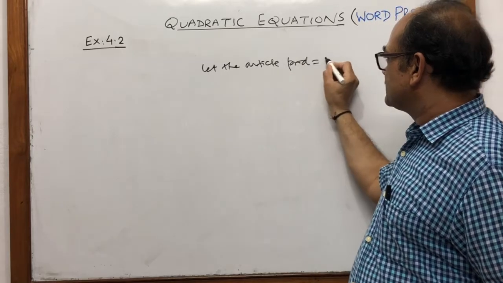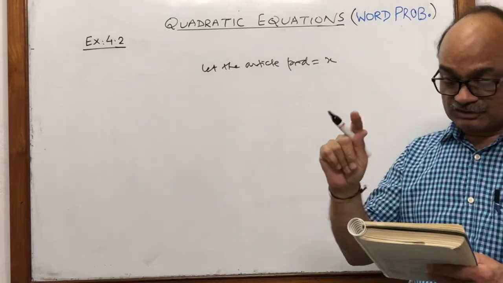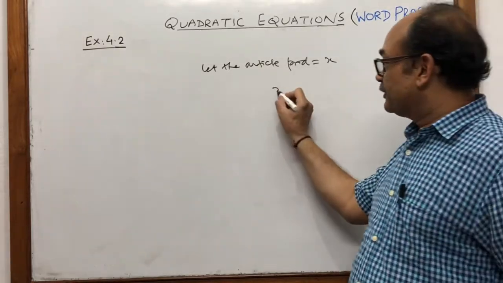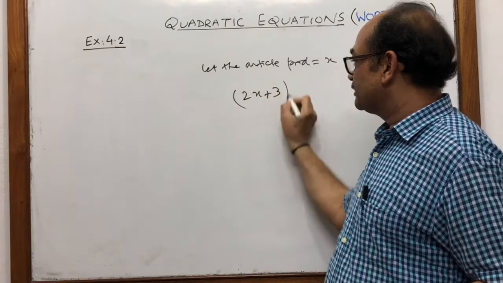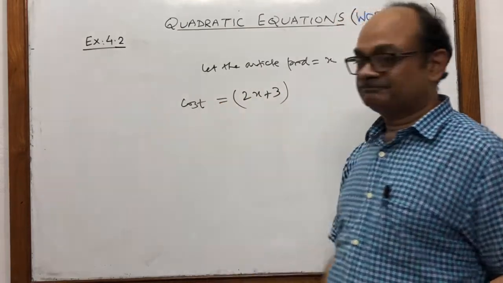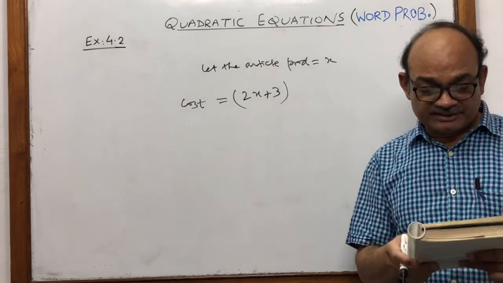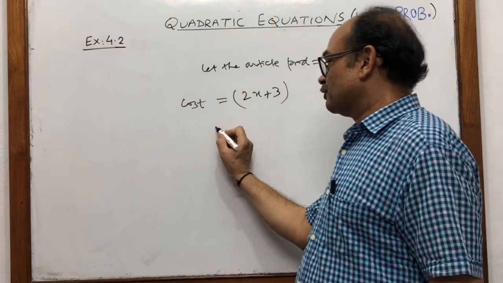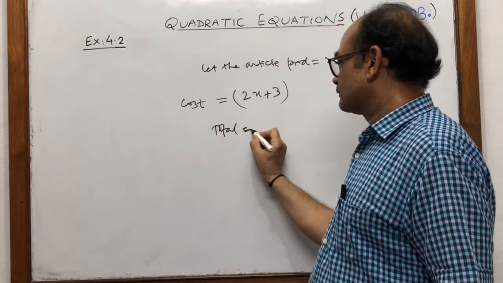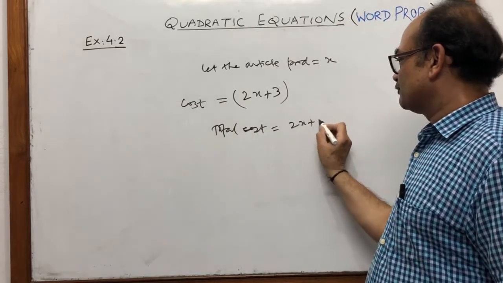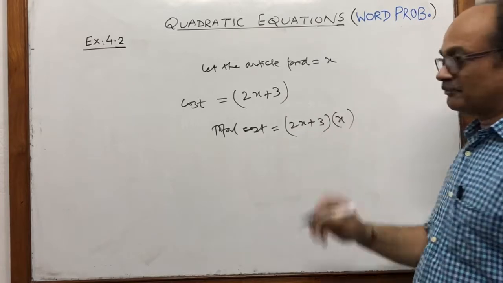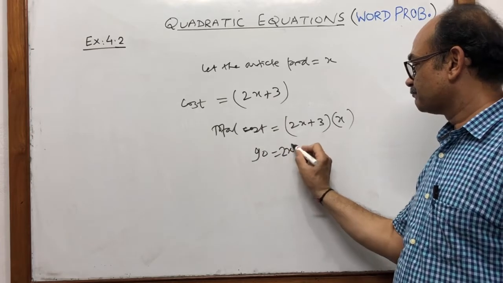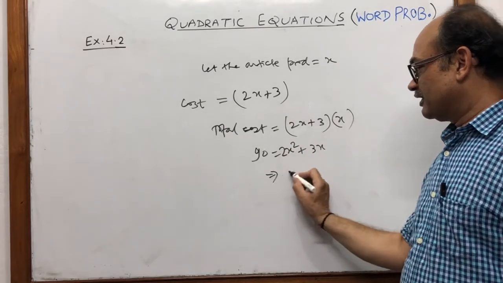on that day be x, and the cost of each article is 3 more than twice the number of articles produced. The question is, the total cost of production on that day is 90 rupees, and you know total cost equals cost of each article into number of articles produced, which is given as 90 rupees. So the quadratic equation in terms of x.